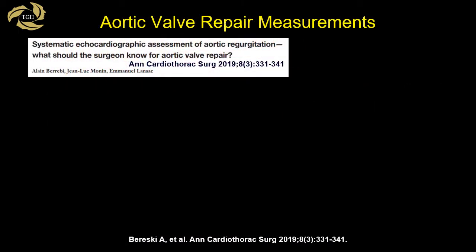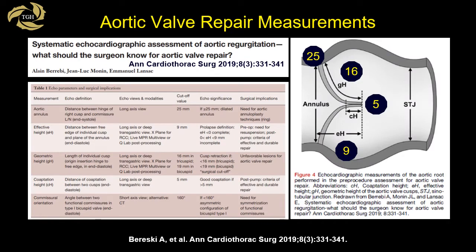This is a great paper that outlines specific measurements the surgeon wants to spare the valve. These include the aortic annulus measured hinge point to hinge point at end systole, which should be less than 25 millimeters. The effective height is the distance from the annulus to cusp coaptation and should be less than 9 millimeters. The coaptation height is the length of the cusp coaptation, which should be greater than 5 millimeters. Geometric height or length of individual cusps should be greater than 16 millimeters.